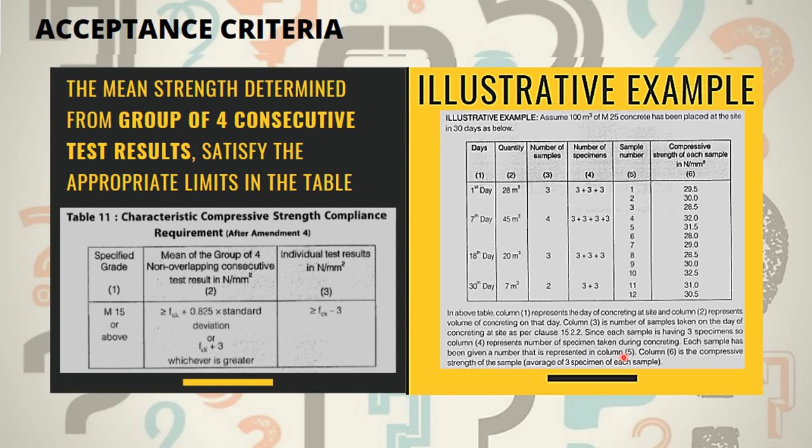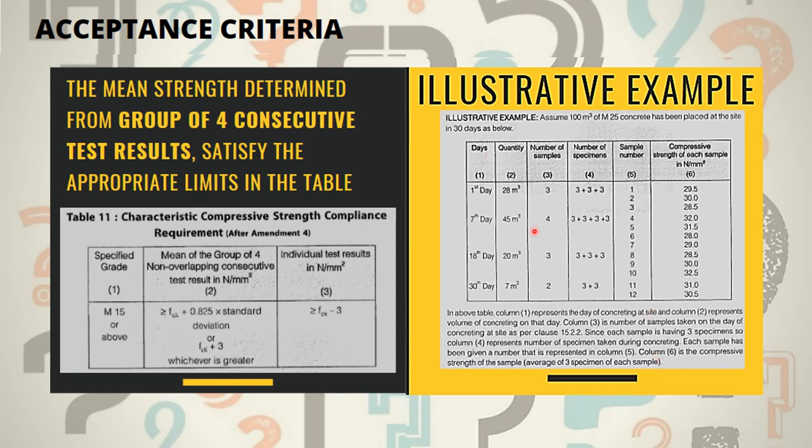So one sample refers to the 3 specimens taken during concreting. Each sample has been given a number so as to represent which sample it is. Column 6 is the compressive strength of the sample, the average of the 3 specimens of each sample. This is an example we can use.